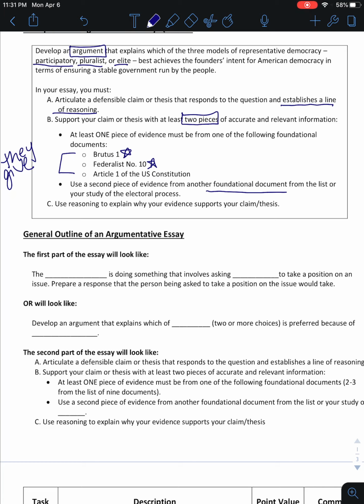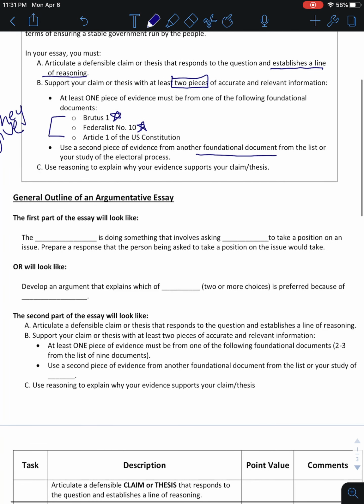Or develop an argument that explains which of two or more choices is preferred because of. So you'll use this second one for this argument. Develop an argument that explains that the pluralist is preferred because of blah, blah, blah, blah, blah, over elite and participatory. The second part of your essay, you want to articulate a defensible claim or thesis that responds to the question and establishes a line of reasoning.